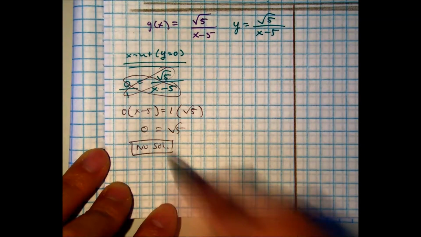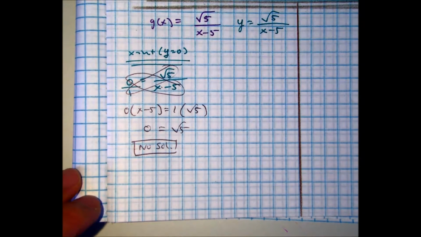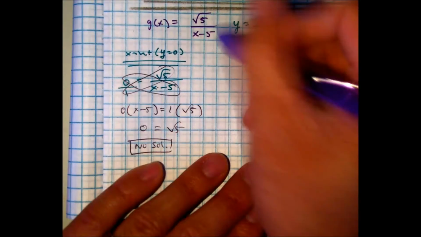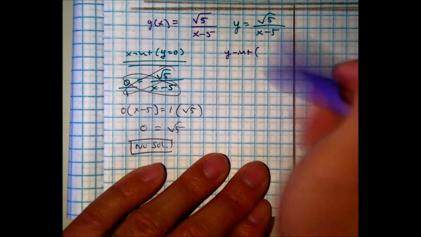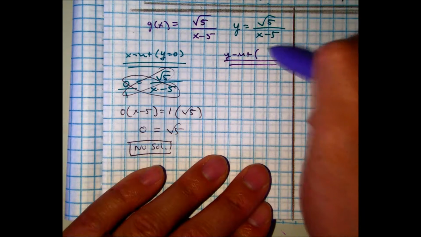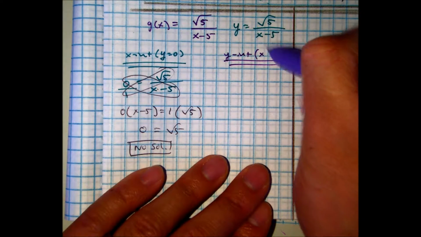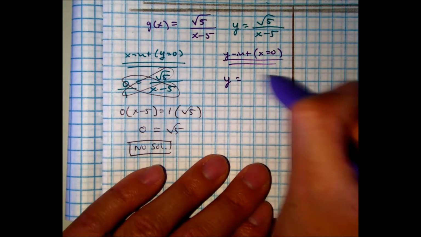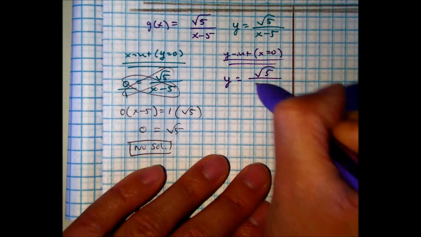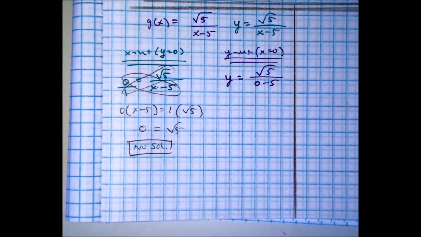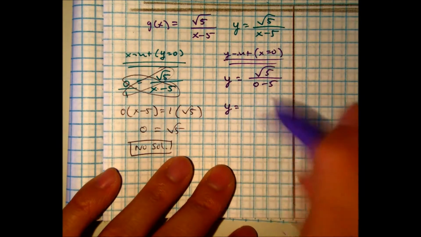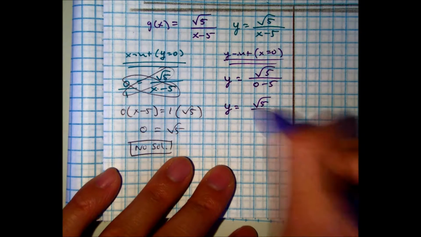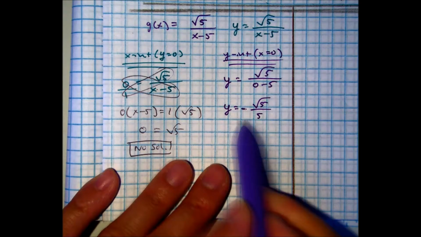Raise your hand if you got that. Good. Let's do the y-intercept. To find the y-intercept you need to make x equals 0. Let's do that. Square root of 5 over 0 minus 5. 0 minus 5 is negative 5. Did you notice what I did with the negative there?